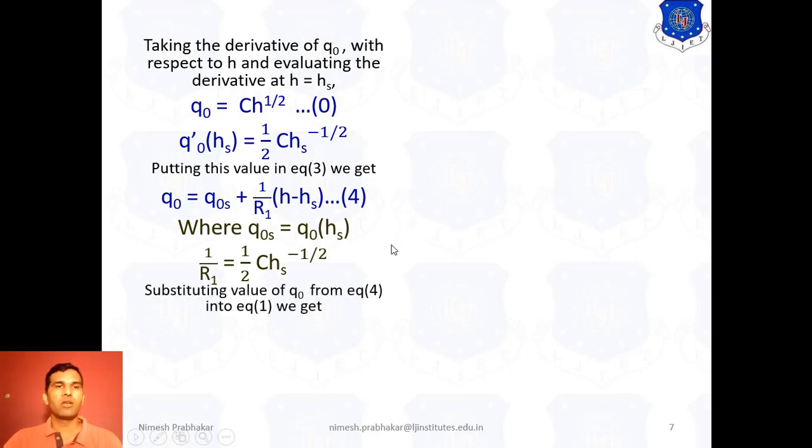So, now substituting the value of Q0 from equation number 4 into equation number 1, that means in this equation we put the value of Q0. So we get equation number 1 as Q minus Q0s minus 1 upon R1 times (H minus Hs) is equal to A dH by dt. And now we call this equation number 5.